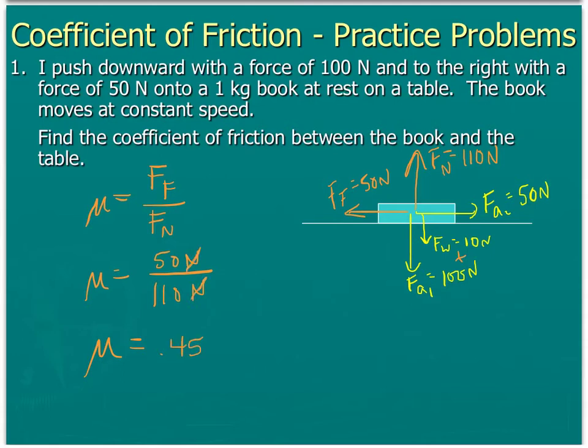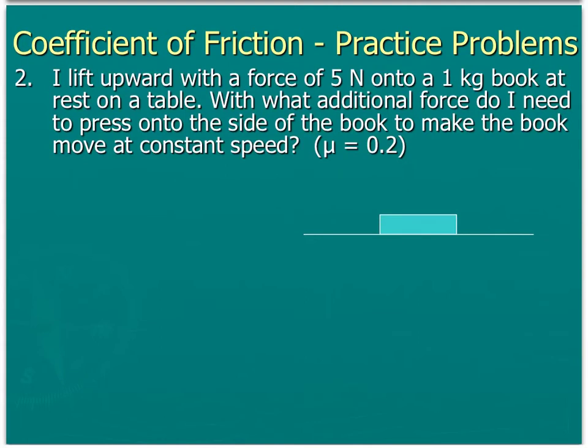And again, newtons will cancel out, and so I don't have any units for my coefficient of friction. In practice problem 2, I'm lifting upward with a force of 5 newtons on that 1 kilogram book, and so I know I'm going to have an applied force of 5 newtons on a 1 kilogram book. So what that tells me, remember, is that my FW is equal to m times g, or 1 times 10, so 10 newtons, and it's at rest on a table.